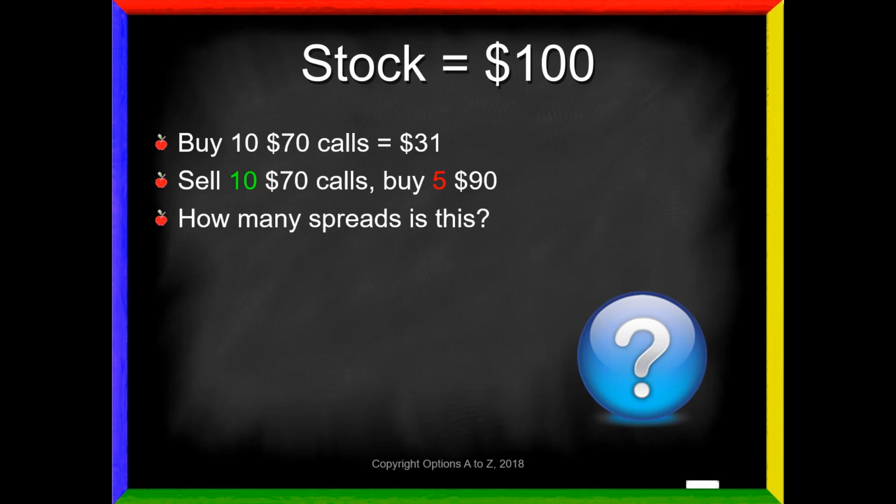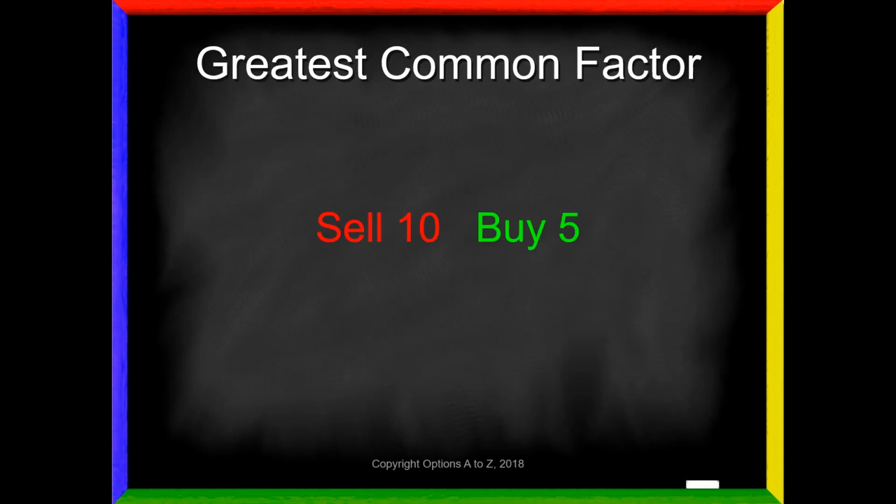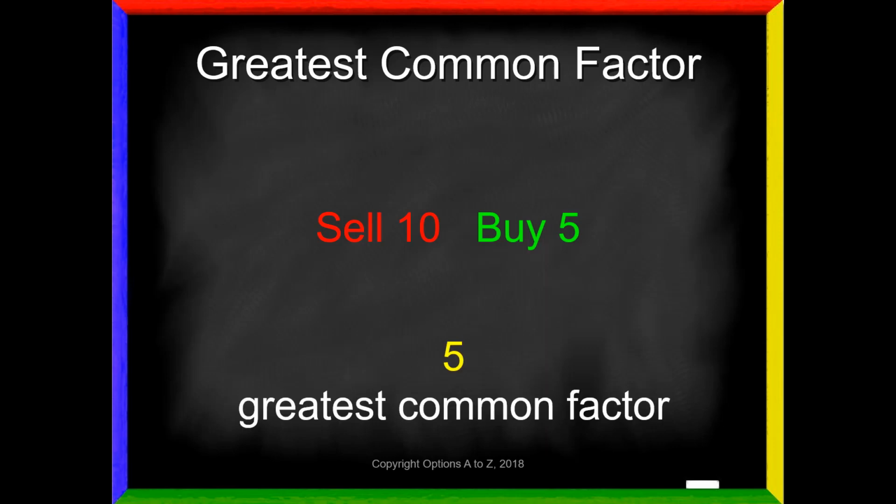Well, in order to answer that, you've got to understand your gazintas. What in the world's a gazinta? You know, 2 gazinta 10 5 times, 5 gazinta 24 times. Just kidding. You probably know them from basic math more as the greatest common factor. So let's say that your spread was to sell 10 and buy 5. What's the biggest number that goes into 10 and 5? Well, that would be 5. So 5 is our greatest common factor.